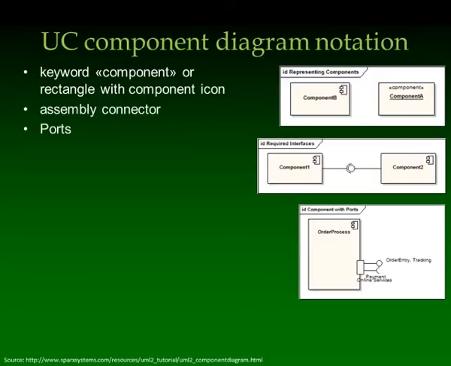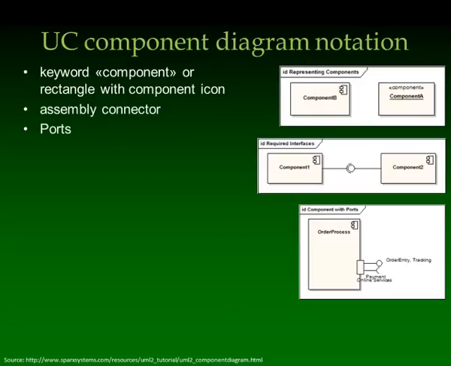So components are represented as a rectangular classifier with the keyword component, and they can be displayed as a rectangle or a component icon in the right upper hand corner. The assembly connector bridges the component's required interface with the provided interface of another component to allow components to provide services to another. See, assembly connector here. And ports may be specified as outputs as they can operate bidirectionally.